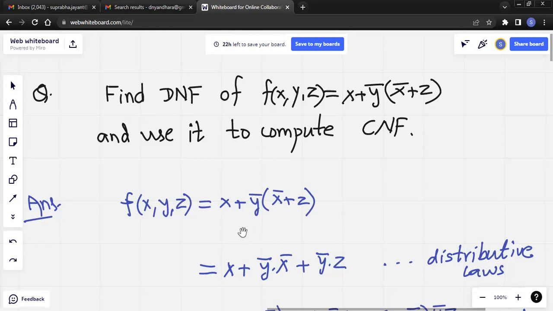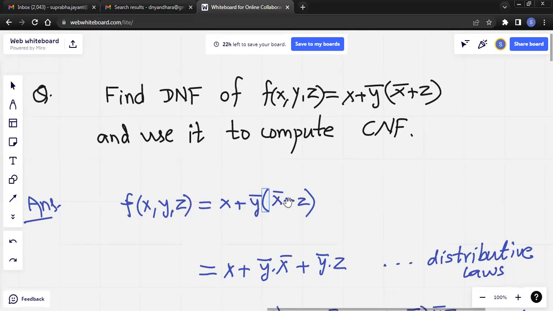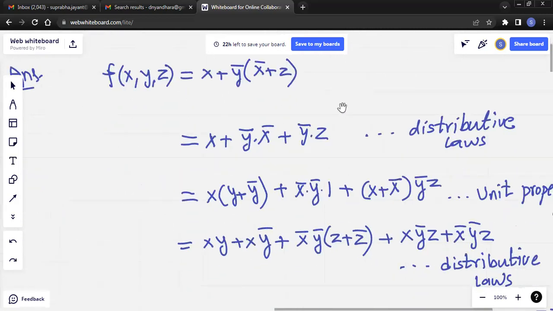Alright, let us go. So here we are having x as single plus y bar times this x bar plus z. So what we'll do, this multiplication let us distribute over this addition. So you can see here y bar into x bar plus y bar into z. So this is the splitting which is given by the distributive laws. I repeat, x kept as it is. You are applying distributive law here. So y bar into x bar plus y bar into z.